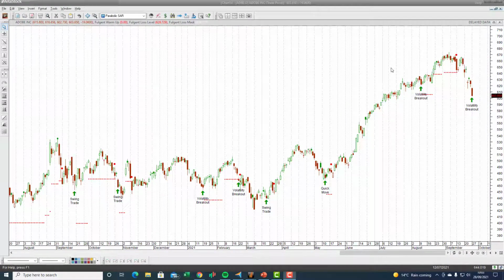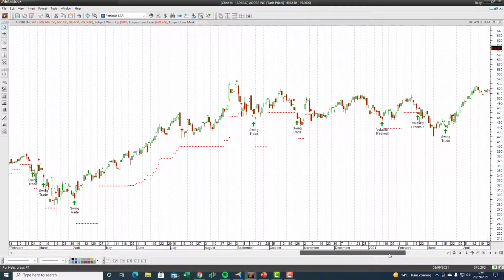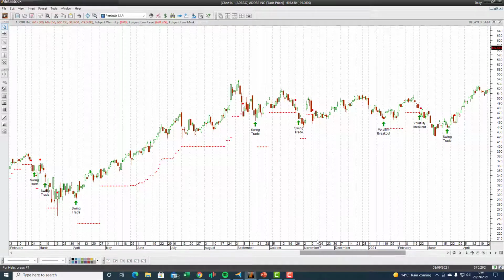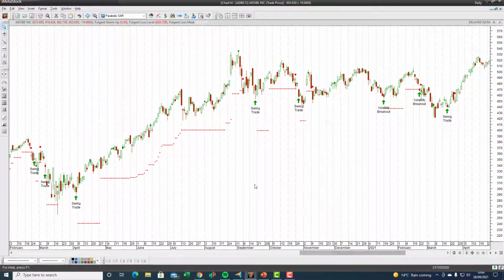You can see we captured quite a lot of really big moves, and you just move your trailing stop loss up according to your own risk management profile. You can see the swing trade here in April captured that move, sideways moving consolidation, caught a few trades there, and then caught the next move up.